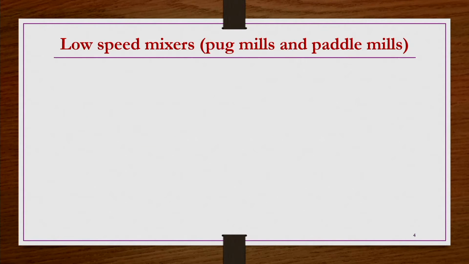Now we see a few mixer granulators, both low speed and high speed. Let us start with low speed mixer granulators. They are in general used for both batch and continuous applications. That is, their designs are in general available for both batch operations as well as continuous operations.